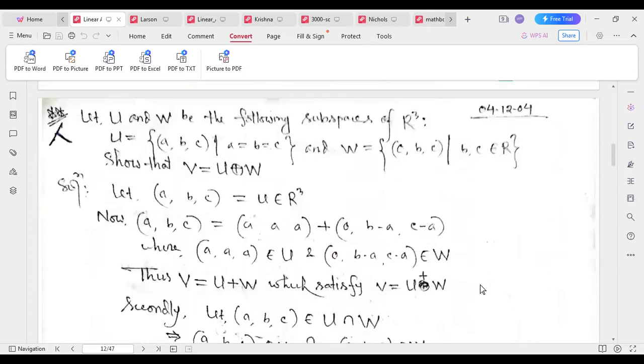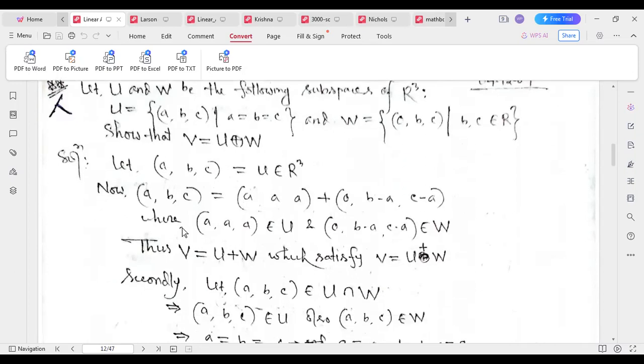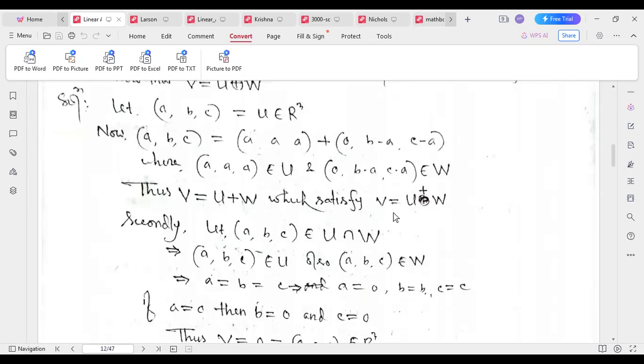Now, an example: U and W are the following subspaces, (a, b, c) with a equals b equals c, and (0, b, c) such that b, c belong to real numbers. Show that R3 equals U direct sum W. Let (a, b, c) belong to R3. (a, b, c) can be written as a linear combination of these. Thus, (a, a, a) belongs to U and (0, b minus a, c minus a) belongs to W. So v can be written as u plus w, which satisfies the linear sum.